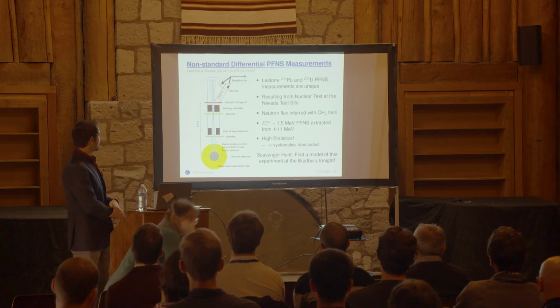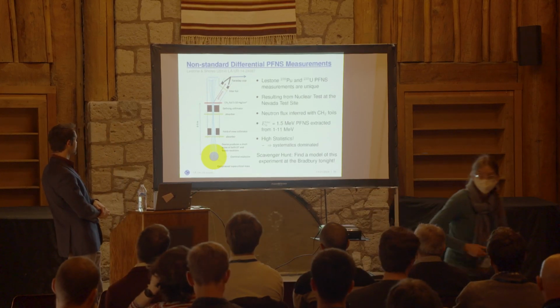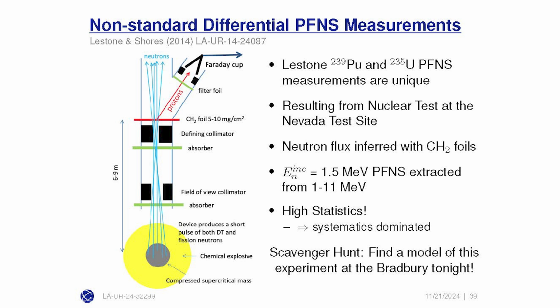Well, down here you have a compressed supercritical mass. You have a chemical explosive. This is a nuclear test. This is described in an openly released document, and it's described this way in an openly released way. And so to get more details about this, read this paper, and that's about as far as anything can go.